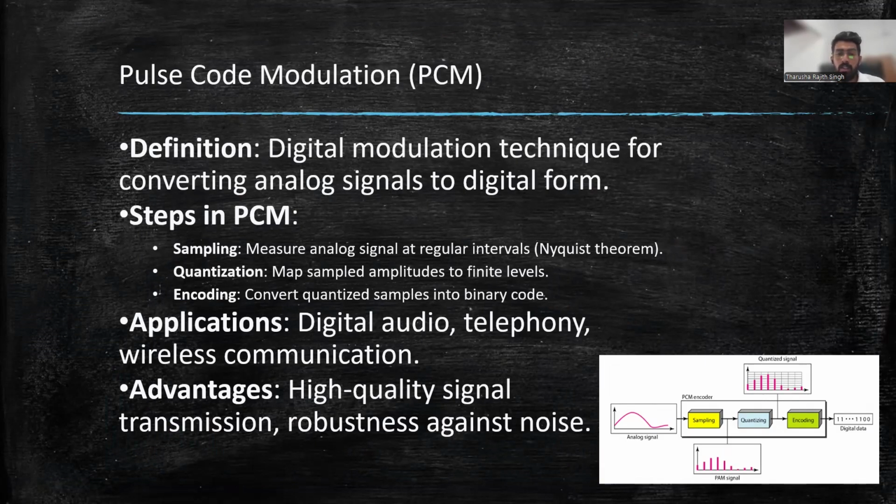Sampling, where the amplitude of the analog signal is measured at regular intervals. According to the Nyquist theorem, the sampling rate must be at least twice the highest frequency component of the signal to accurately reconstruct the original signal.